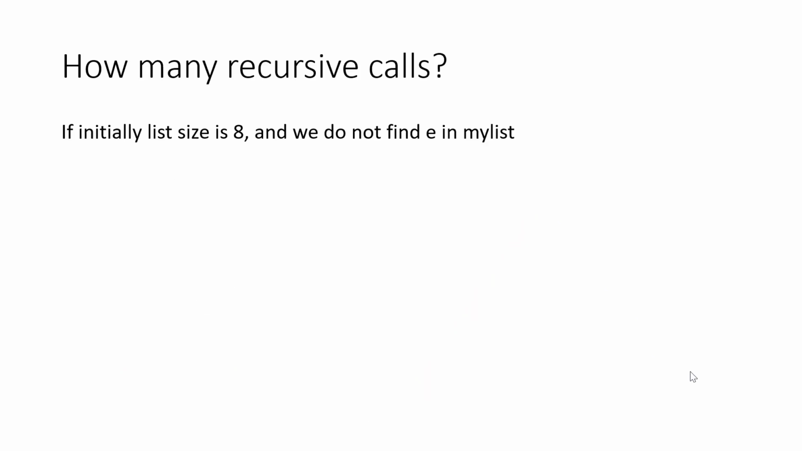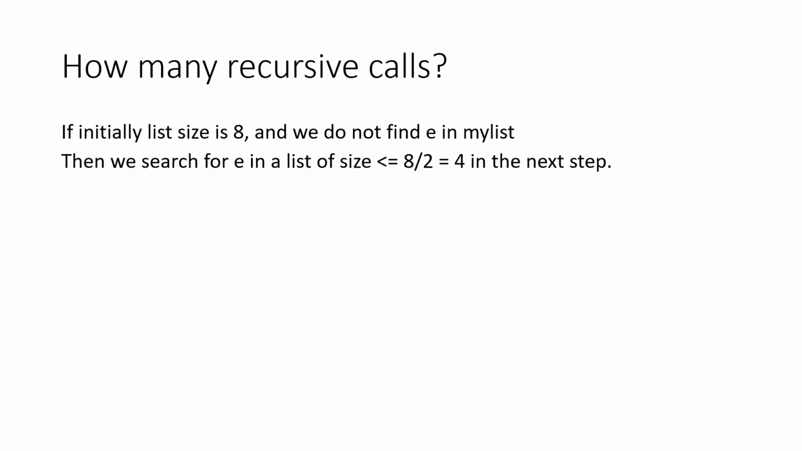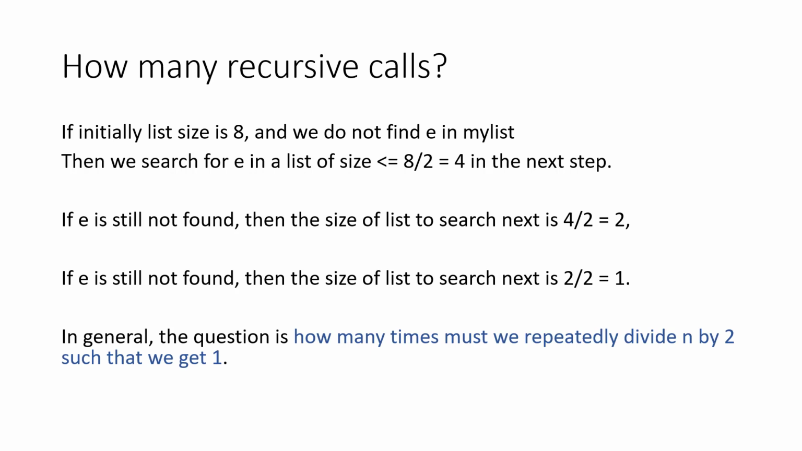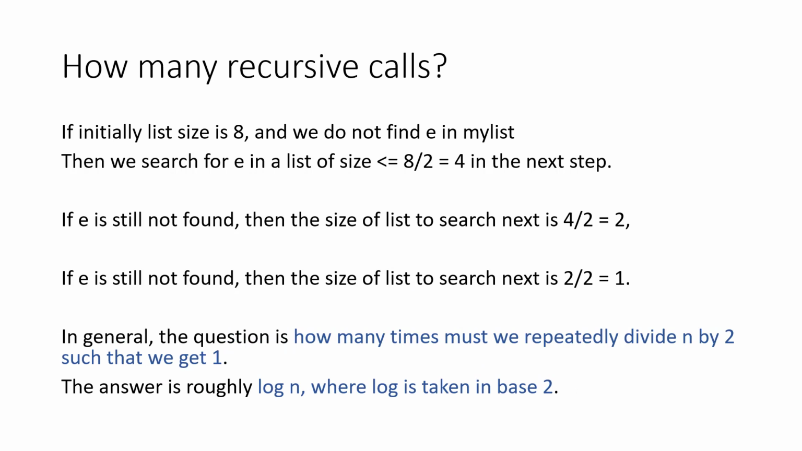This means that if initially the list size is 8 and we did not find E in it, then we'll have to search for E in a list of size at most 8 by 2 in the next step. If E was still not found, the size of the list to search would be at most 2. If E was still not found, the size of the list to search next would be at most 1, in which case in the next step we would hit the base case. In general, to answer how many recursive calls were made, we have to ask: how many times must we repeatedly divide n by 2 to get 1, where n is the size of the list initially? The answer is roughly log n, where log is taken in base 2.